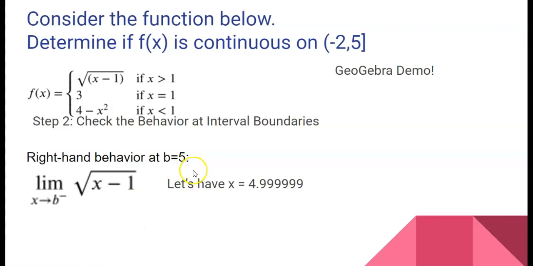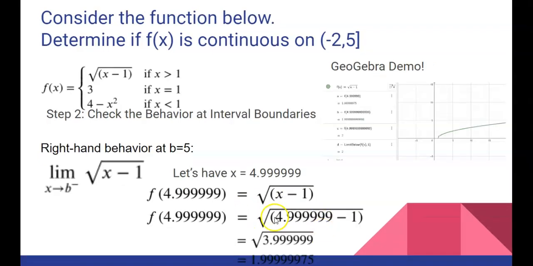Okay, so again, 5 is greater than 1. So we're going to use the expression square root of x minus 1. So the limit of square root of x minus 1 as x approaches 5 from the left, meaning less than 5. So we can have an x value of 4.9999. Alright, so this is direct substitution. So the y value at x equal to 4.9999 is 1.9999975. So it is very, very close to 2, or it's approaching 2.